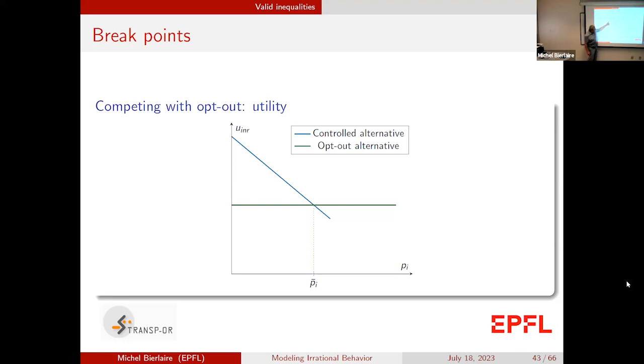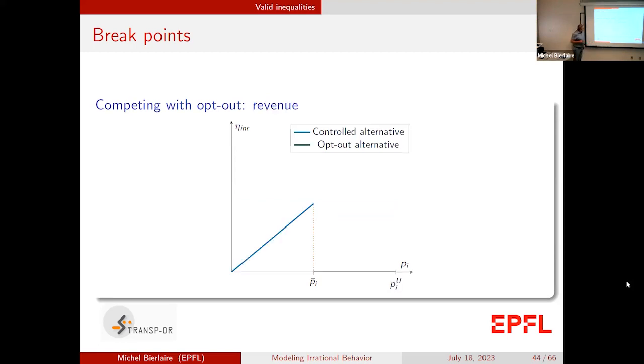Well, clearly at some point, I will cross this breakpoint. And the breakpoint is where people are indifferent between my alternative and the opt-out option. If my alternative is more expensive, I will lose the customer. And if it is cheaper, I will lose revenue somehow. Okay, so this breakpoint is very important because this is where things happen. So if I want to maximize my revenue just for this guy, so n and r, the optimal solution would be here.